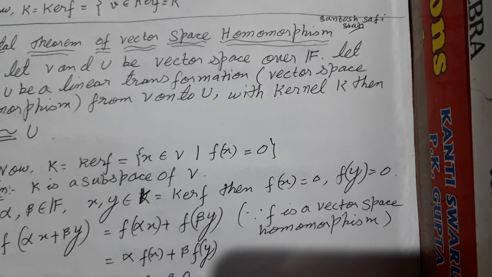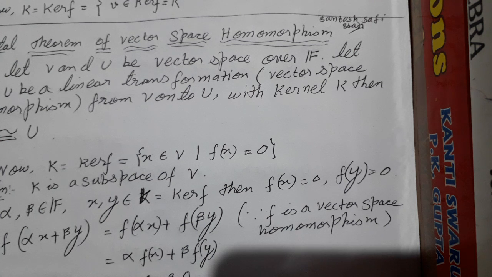In this video, we are going to explain the fundamental theorem of vector space homomorphism. We take two vector spaces V and U over the field F, and let f from V to U be a linear transformation, or a vector space homomorphism, which is onto, with kernel K. Then we have to show V/K is isomorphic to U.